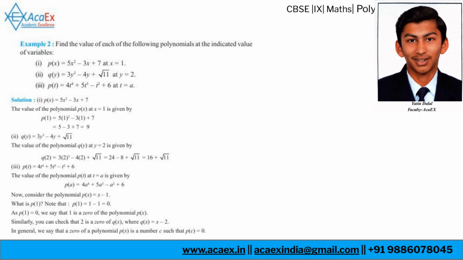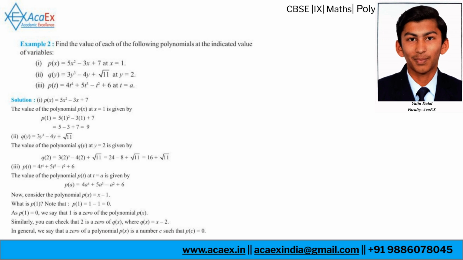2. q(y) equals 3y cubed minus 4y plus the square root of 11 at y equals 2. Solution. q(2) equals 3 times 2 cubed minus 4 times 2 plus the square root of 11, which equals 16 plus the square root of 11. 3. p(t) equals 4t to the power of 4 plus 5t cubed minus t squared plus 6 at t equals a. Solution: p(a) equals 4a to the power of 4 plus 5a cubed minus a squared plus 6.